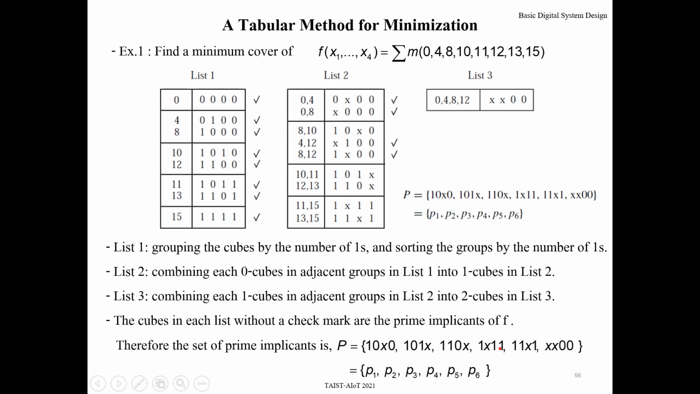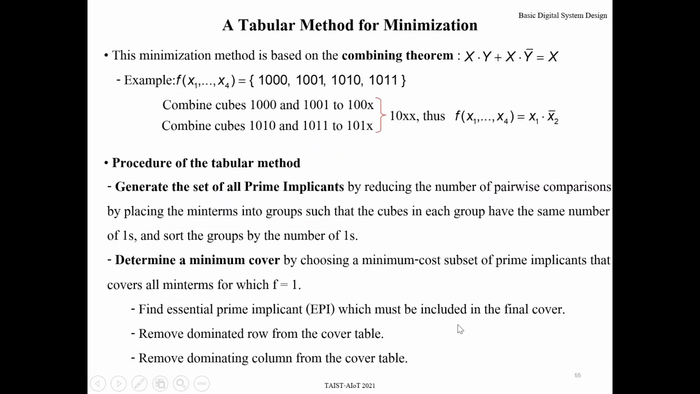Okay, now you obtain a set of prime implicant. Okay, you can generate all prime implicant. Okay, this is the first step, right? Generate the set of all prime implicants. Okay. The second step, okay, this means the minimum cover.